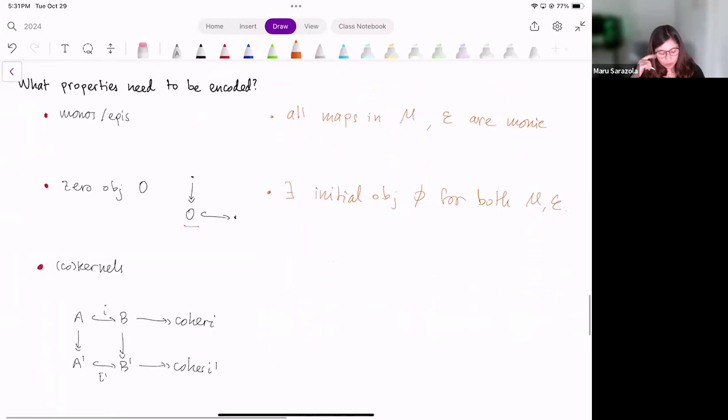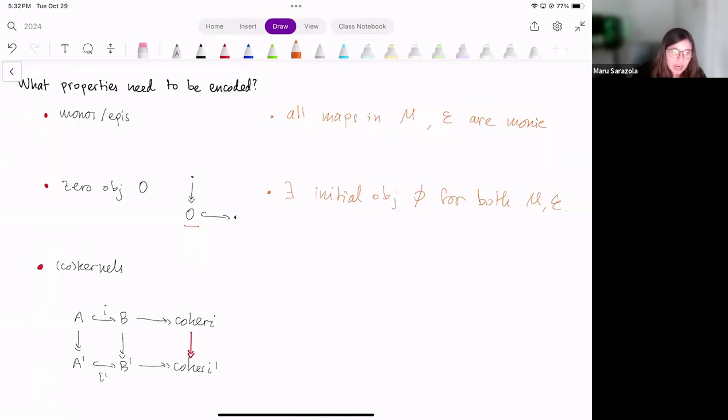All right, so then it was also important for me to be able to do kernels and co-kernels. If I have a mono, I should be able to take its co-kernel. But actually, I can do this functorially as well. If I start with a commutative square and I take the co-kernel of both of the monos that I see in there, it turns out that I get an induced epi between those co-kernels. So I can do my co-kernel construction at the level of commutative squares. And that allows me to phrase it better in terms of the double category side of the story.